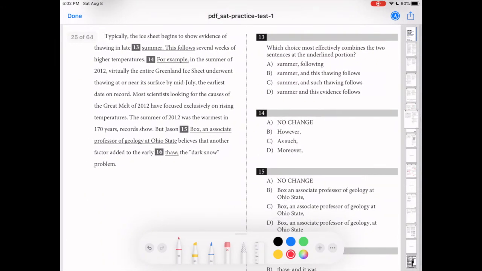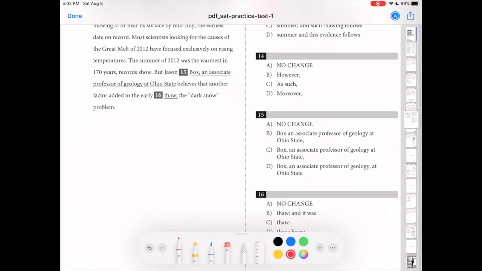All right, question 13. This is all about conjunctions. We want to combine two sentences. Once again, we want to maintain conciseness and also good grammar. B looks pretty good, and the grammar makes sense. Ice sheets begin X following Y. So A would be the best choice here.